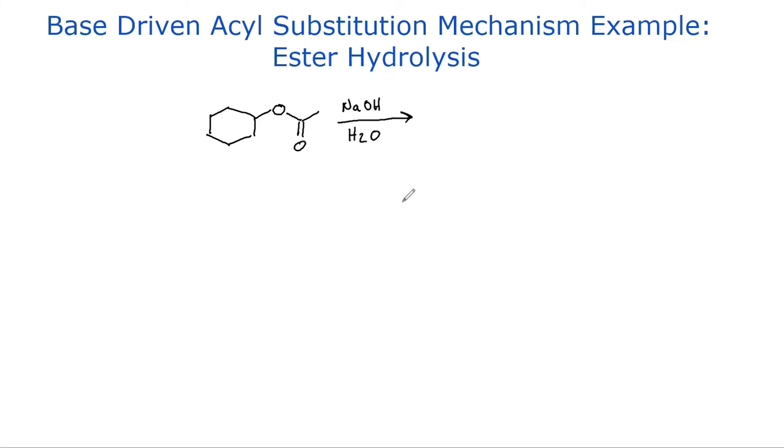Let's look at an example of a base-driven acyl substitution reaction. In this case, we're looking specifically at the hydrolysis of an ester. Just as a reminder on figuring out our product, when we look at this reaction, we want to see that we have a carboxylic acid derivative. And in particular, because we have an oxygen with an R group attached to the carbonyl, we have an ester.